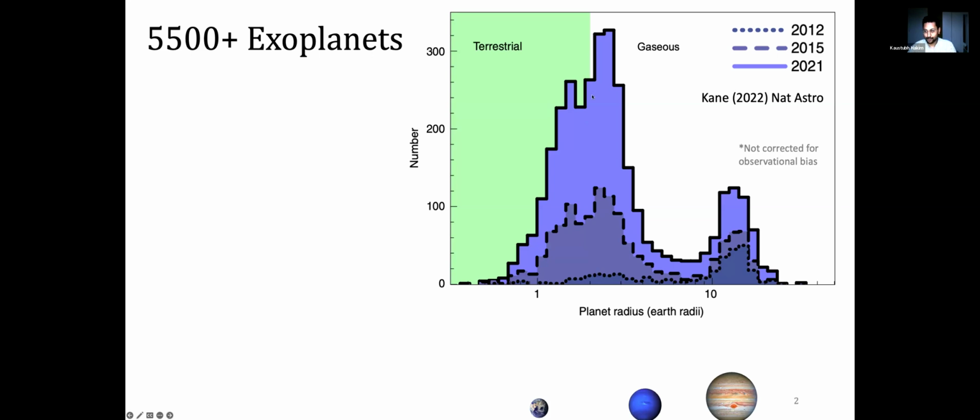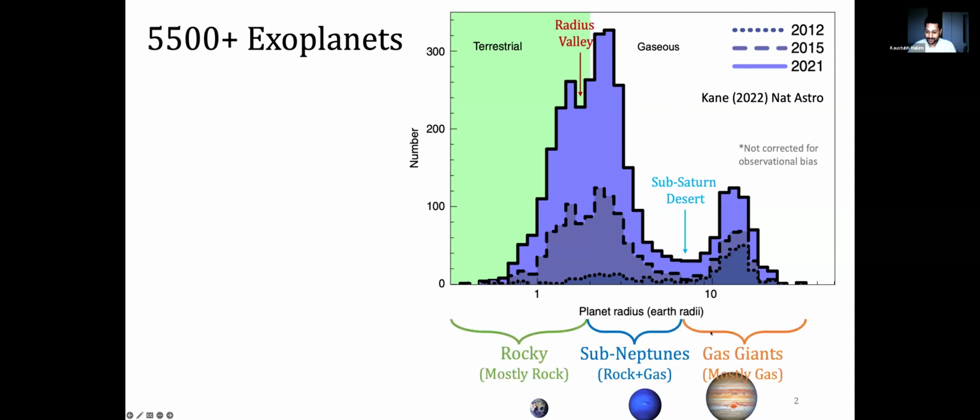Of course, over 10 years, we learned that small exoplanets are ubiquitous, and that a dichotomy between these two small planet populations exists. Just by looking at this histogram, exoplanets could be divided into small and large, separated by what one can call the sub-Saturn desert. Within the small planet population, there is a further separation called the radius valley. Based on this, we get these three types of planets.